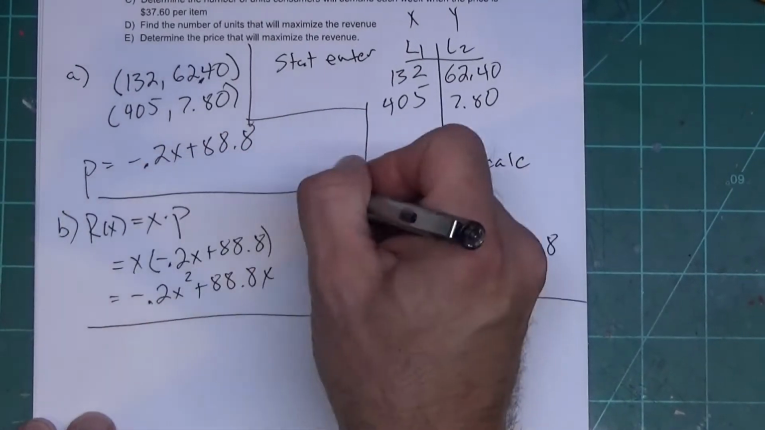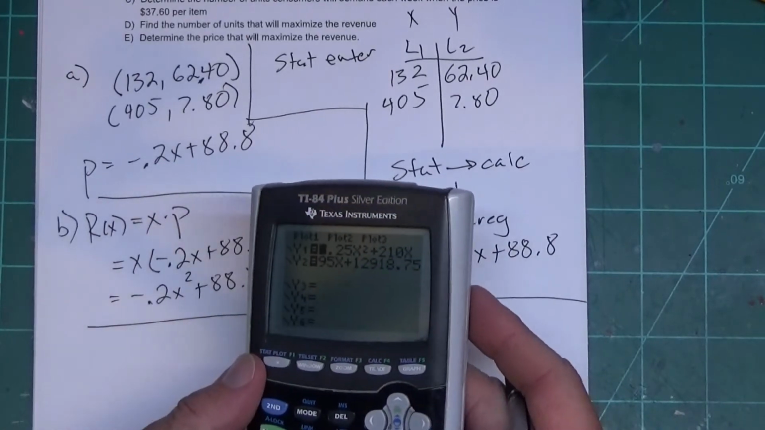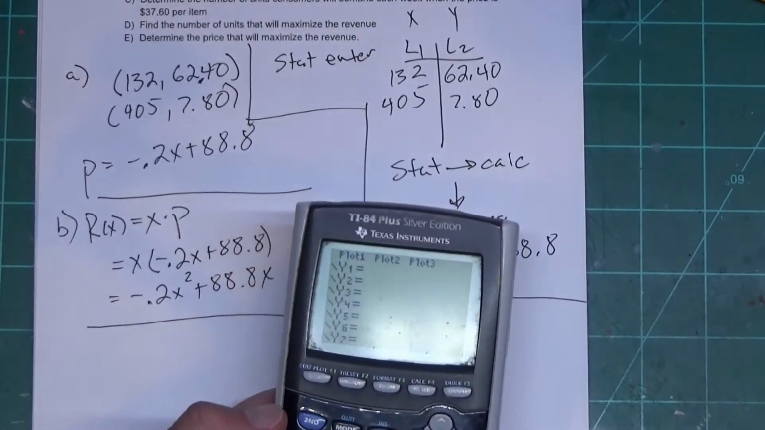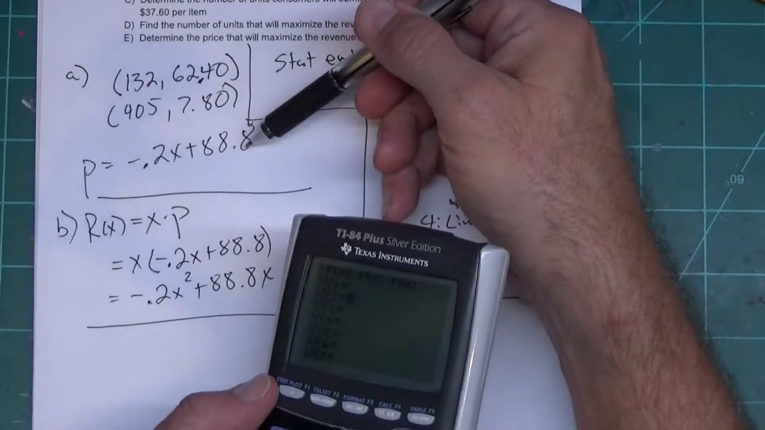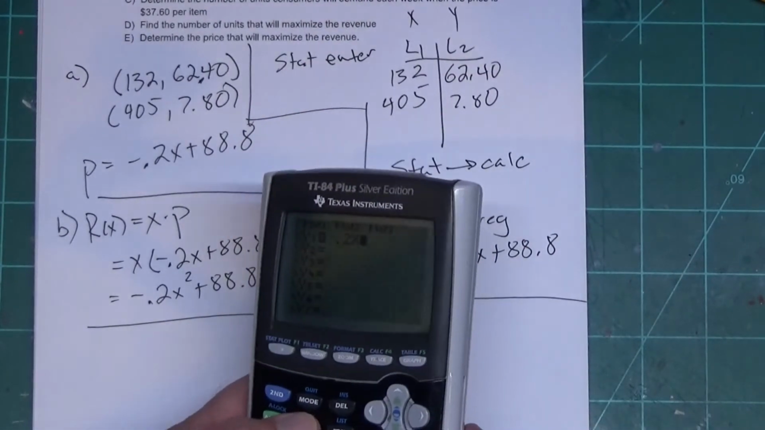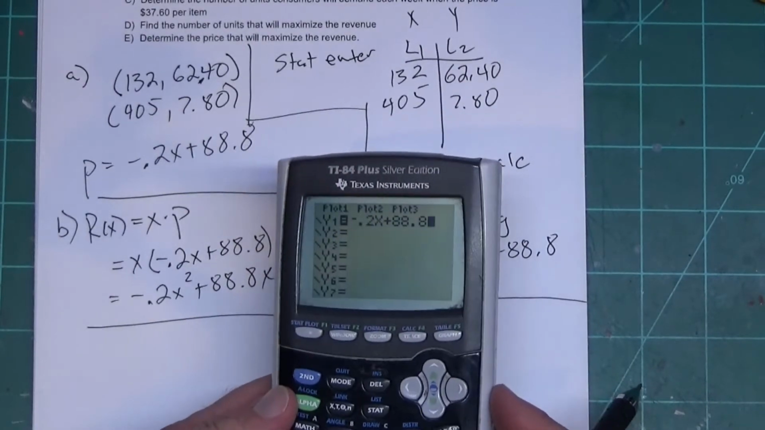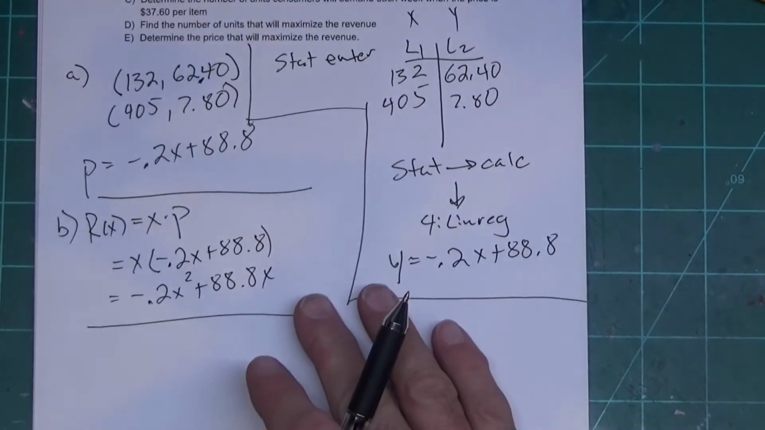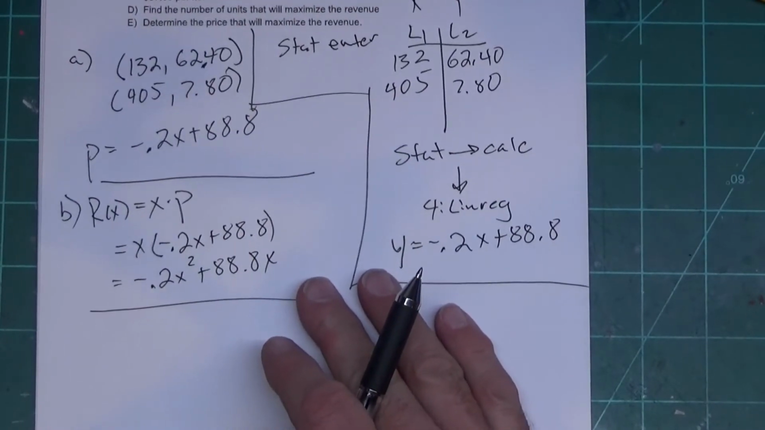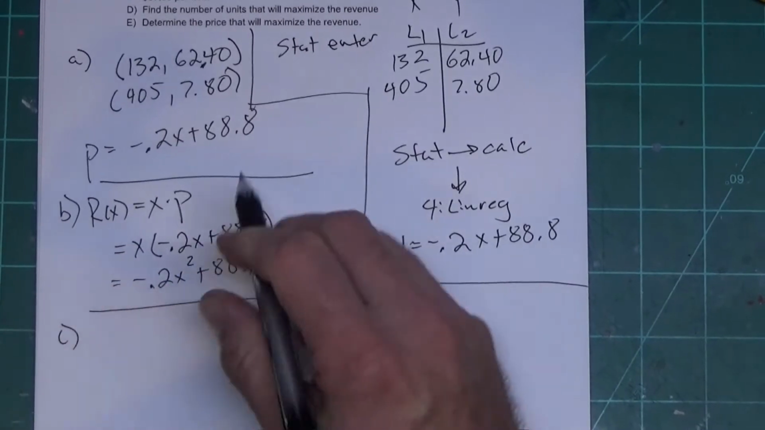Okay? Now, one of the things I'm going to do is press Y equals. I'm going to clear out what's in there because I don't need them. We'll go ahead and put the demand function in Y1. So I'm going to put negative 0.2x plus 88.8. Okay? Reason I'm about to do that is because of part C. And it's going off the screen, but you can download this and print it from the Google Doc.